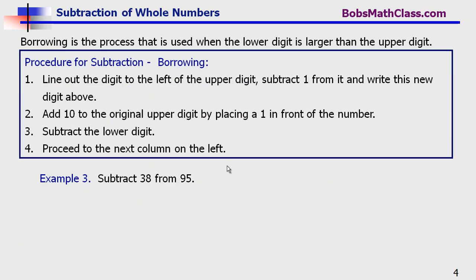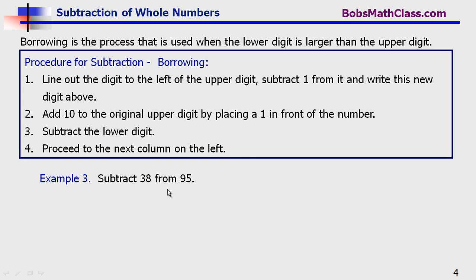Okay, now we'll talk about borrowing. Borrowing is a process that is used when the lower digit is larger than the upper digit. And here's our procedure. Line out the digit to the left of the upper digit, subtract 1 from it, and write this new digit above. Add 10 to the original upper digit by placing a 1 in front of the number. Then we can subtract the lower digit. Proceed to the next column on the left, and then we'll continue the same process.